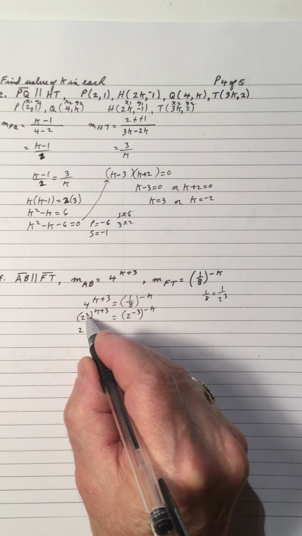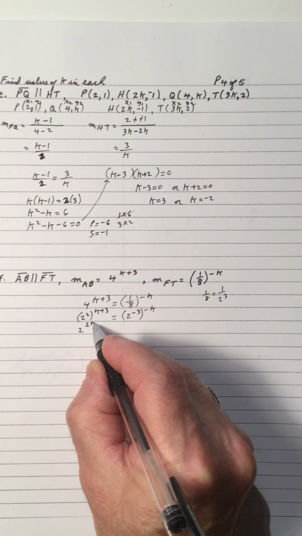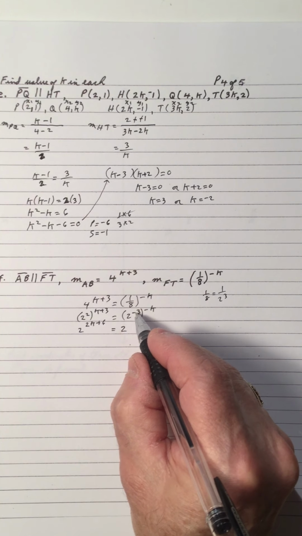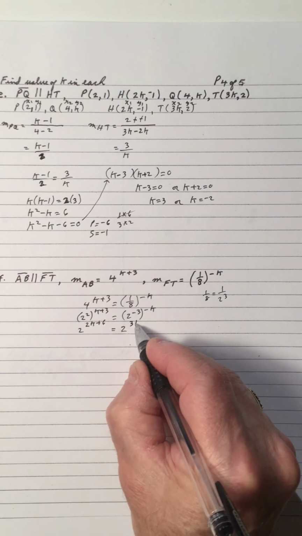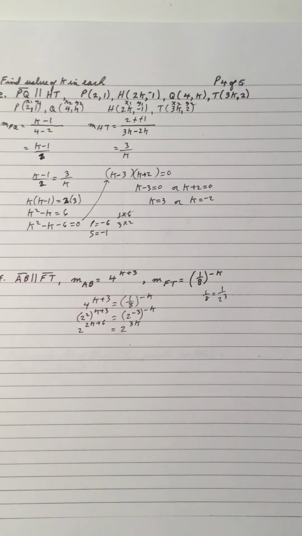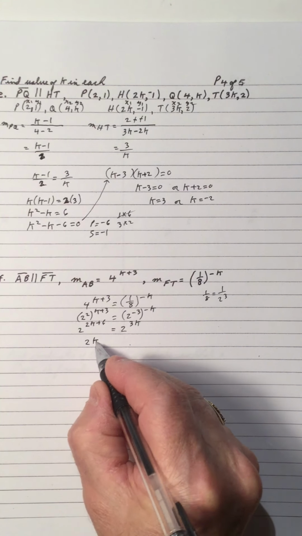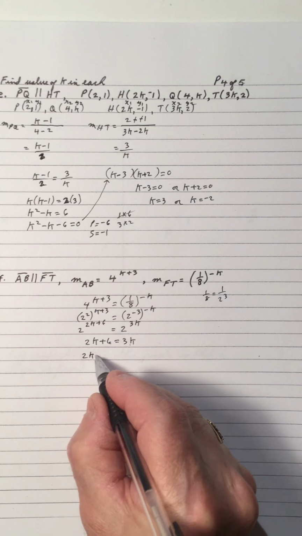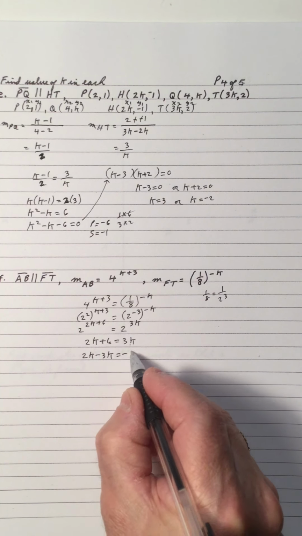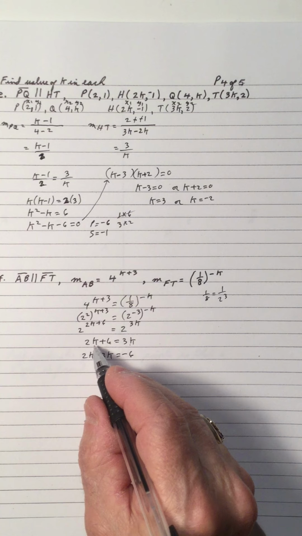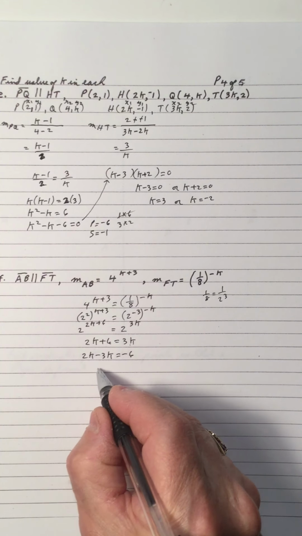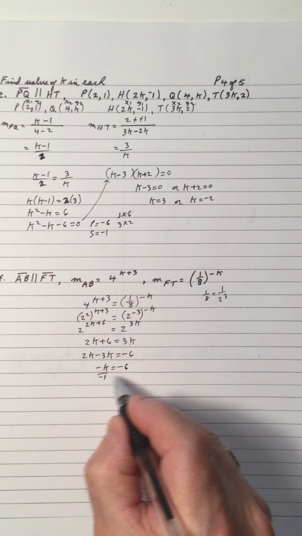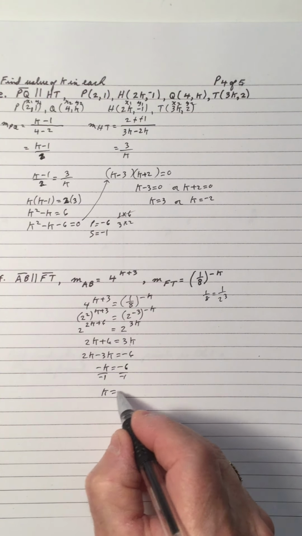So we have 2. 2 times k is 2k. 2 times 3 is 6. And negative 3 times negative k is 3k. Since the bases are both 2's, that means that 2k plus 6 is equal to 3k. 2k minus 3k equals negative 6. K moves to the left, becomes negative. 6 moves to the right, becomes negative. Negative k equals negative 6. Divide by negative 1. K equals 6.